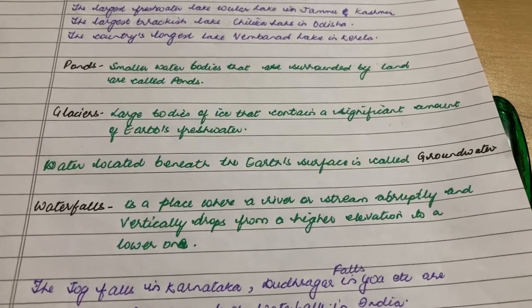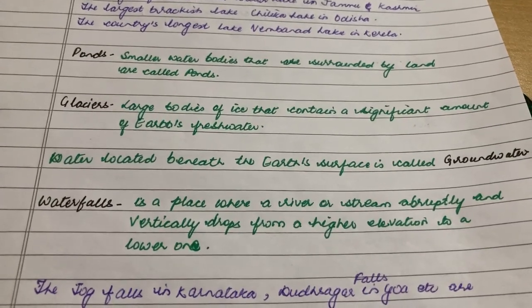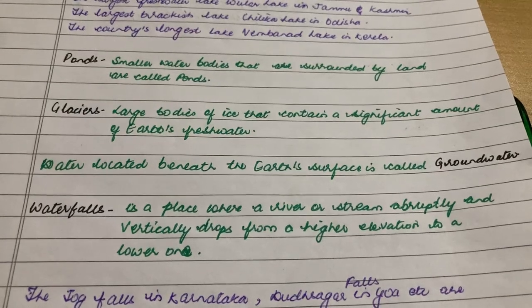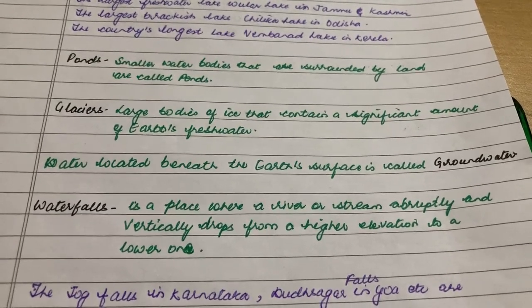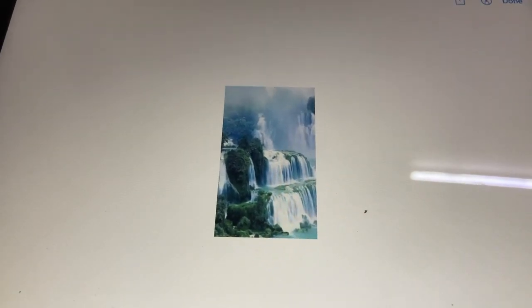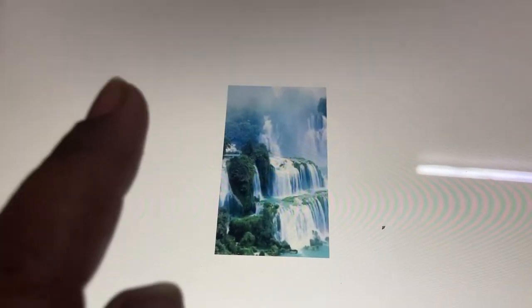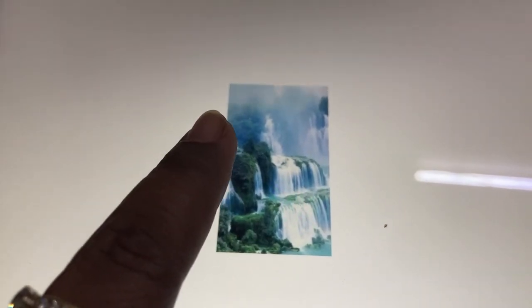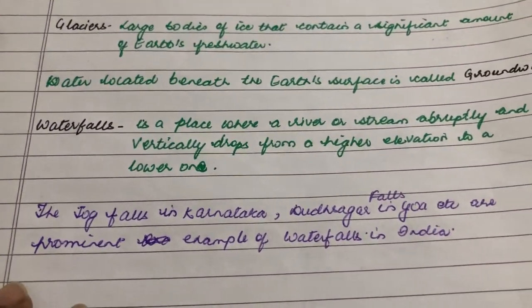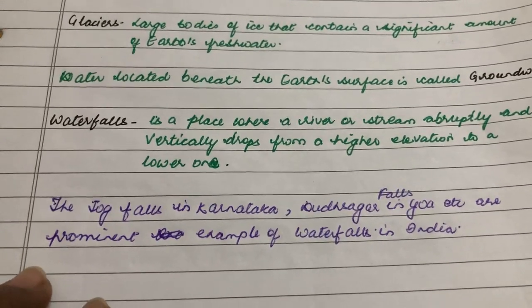Then what are waterfalls? A waterfall is a place where a river or stream abruptly and vertically drops from a higher elevation to a lower one. So this is a waterfall. What do you see here? Basically, here the water is falling from a higher stream to a lower one. Jog Fall in Karnataka and Dudhsagar Fall in Goa are prominent examples of waterfalls in India.